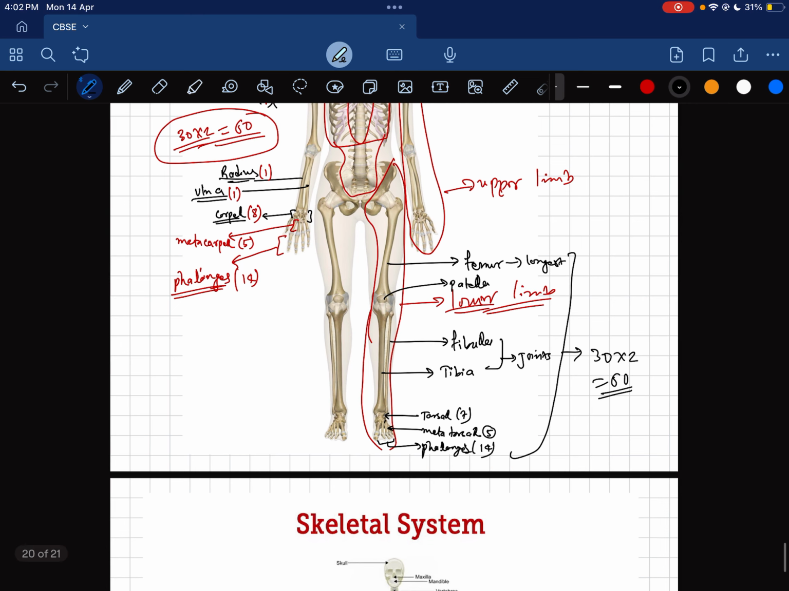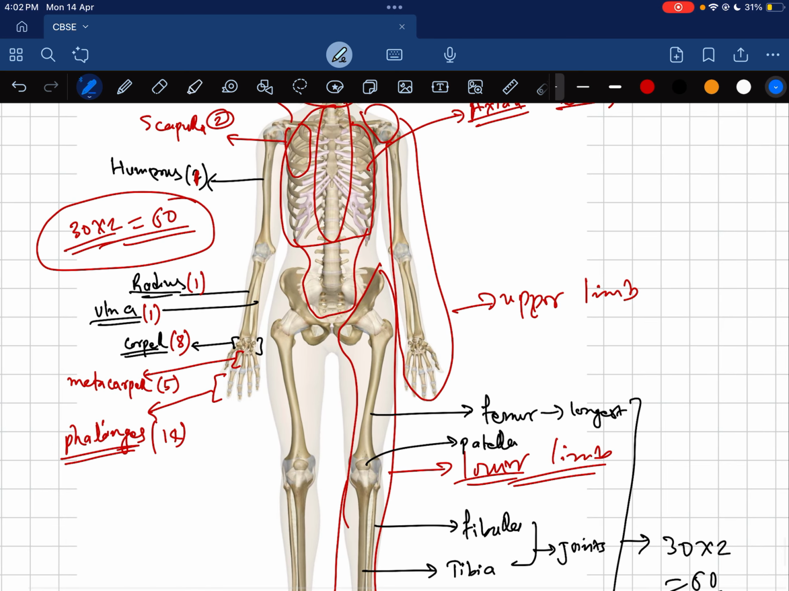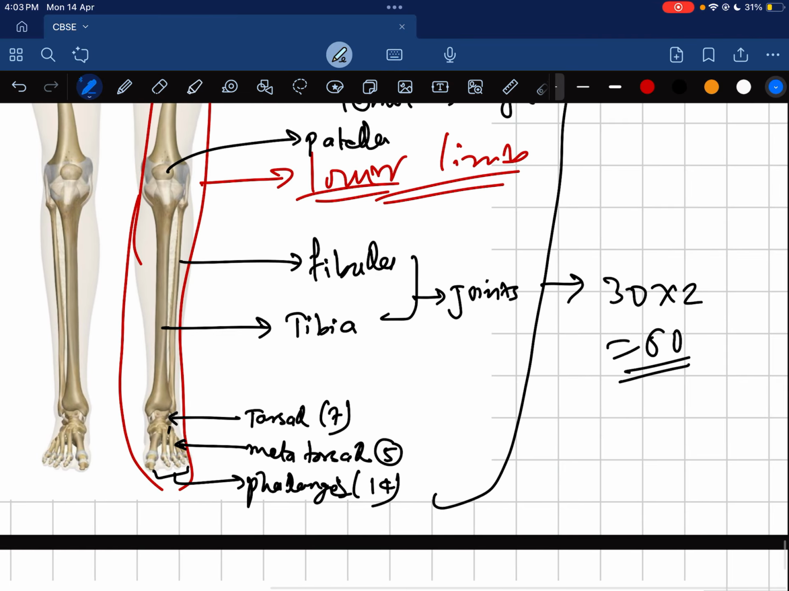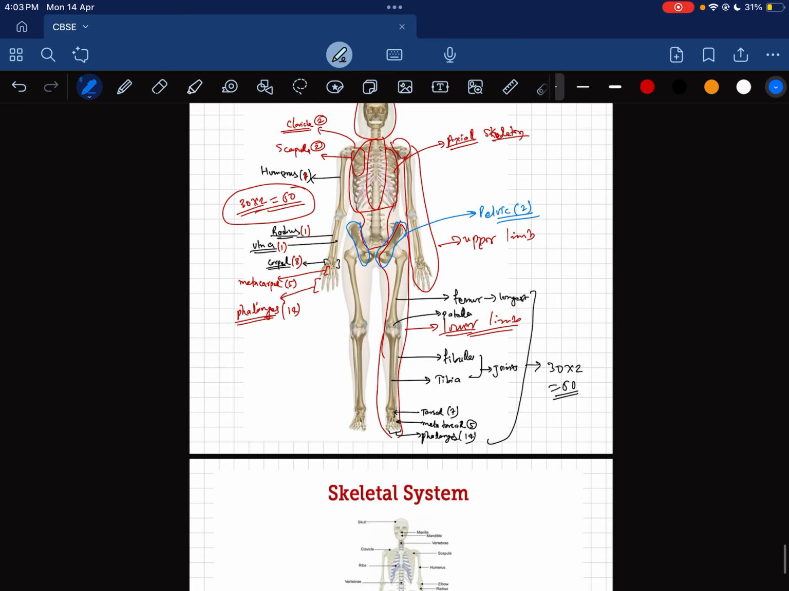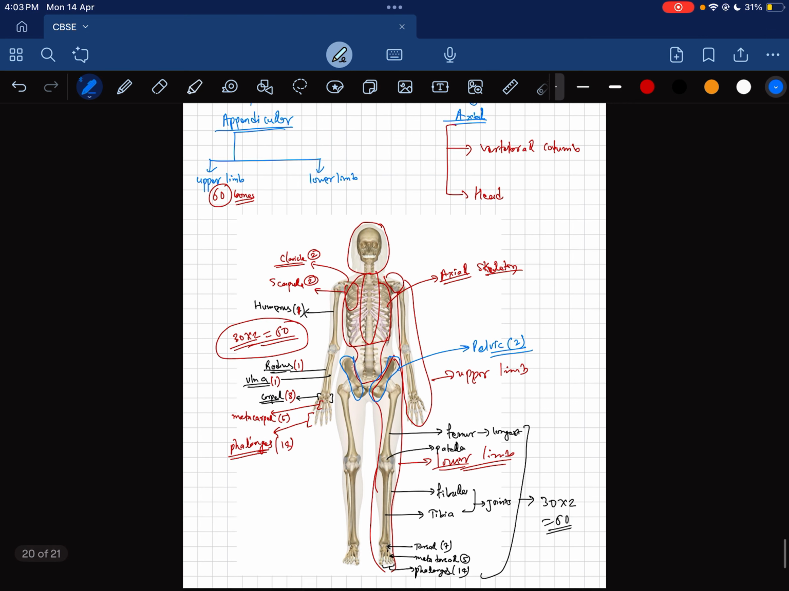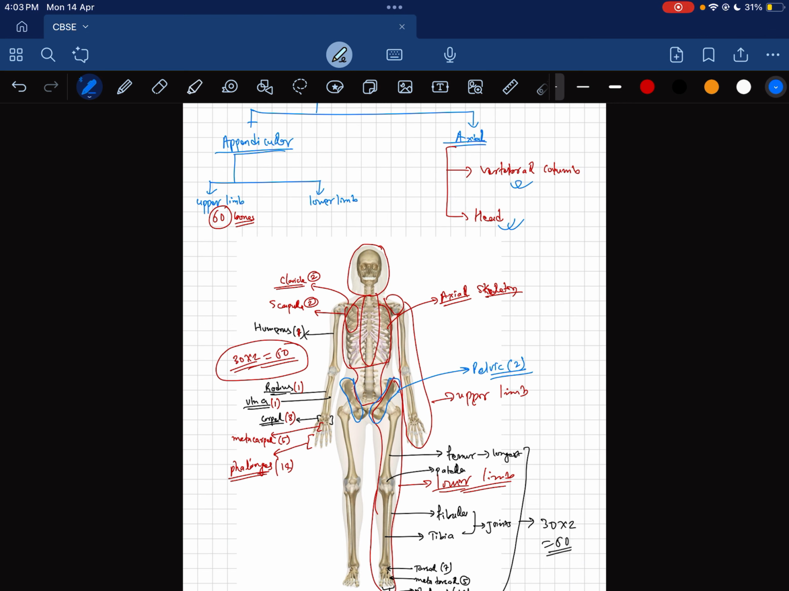There are also pelvic bones in the lower limb. So these bones are the pelvic bones. Pelvic, 2 in number, both sides. So we have covered this. And now we are moving to the axial skeleton, the head and vertebral column.